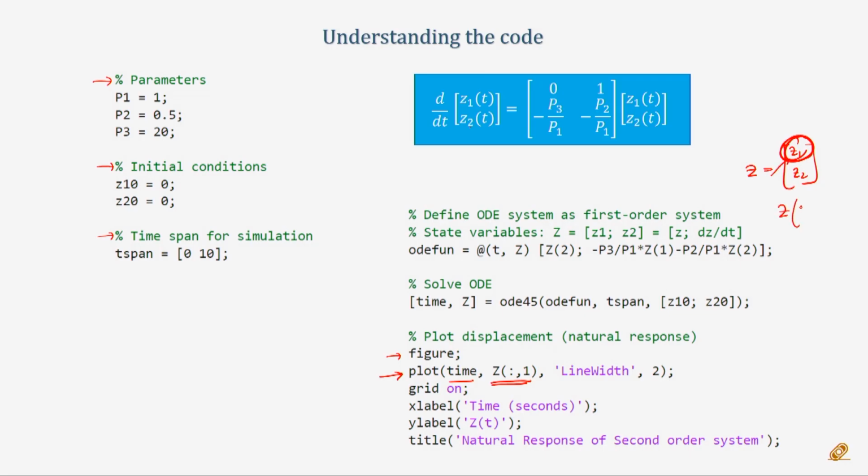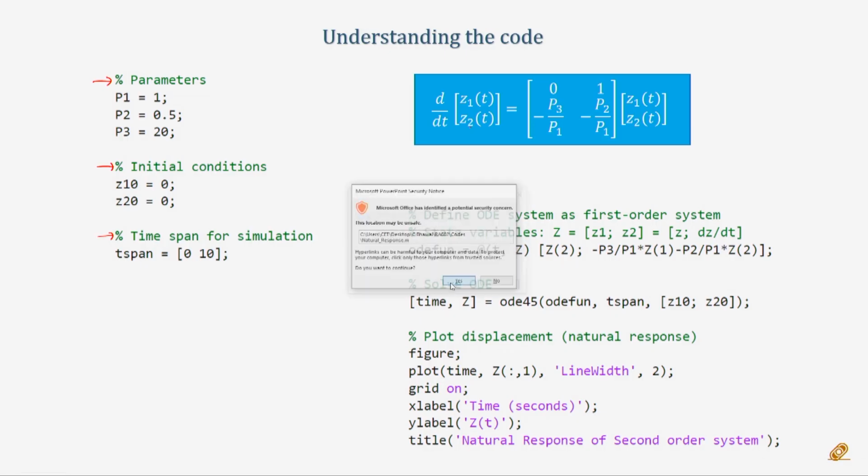So, hence we write colon comma 1. Colon comma 1 means, suppose Z was a matrix like this, we are just taking the first column. If we had written this, we would be taking the second column. But we just want the first column, because the first column itself is the Z1 vector. Then line width, I am just increasing the line width of the plot so that we can easily see. Grid on shows the grid, xlabel is the x axis label, ylabel is the y axis label, title is the title of the plot. So, let us go ahead and simulate it and see what happens.